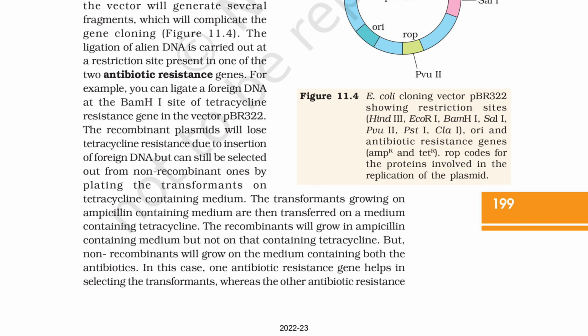The ligation of alien DNA is carried out at a restriction site present in one of the 2 antibiotic resistance genes. For example, you can ligate a foreign DNA at the BamHI site of the tetracycline resistance gene in the vector pBR322. The recombinant plasmids will lose tetracycline resistance due to insertion of foreign DNA, but can still be selected out from non-recombinant ones by plating the transformants on tetracycline-containing medium.